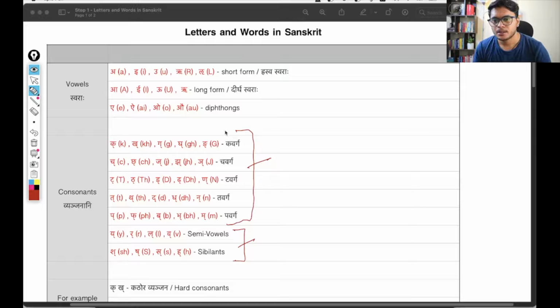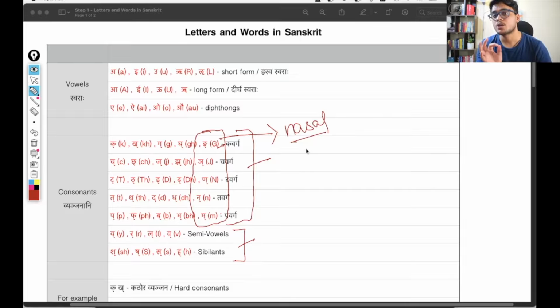One more thing I'll add. All these last letters of the grouped consonants, nga, nya, na, na, ma, are known as nasal consonants or anunasik vyanjan. Why are they called nasal? Because you can guess it when you pronounce them. They have a bit of a nasal sound to them. Nga, nya, na, na, ma. That's why these five letters are known as nasal consonants or anunasik vyanjan.